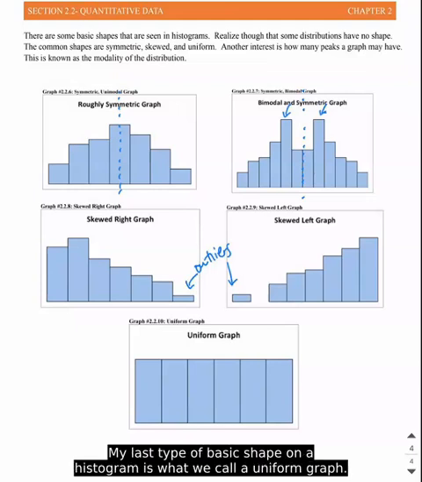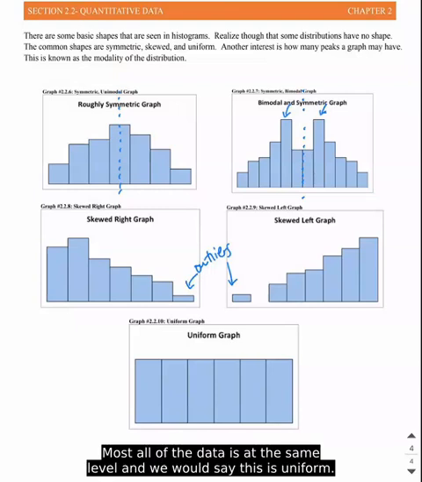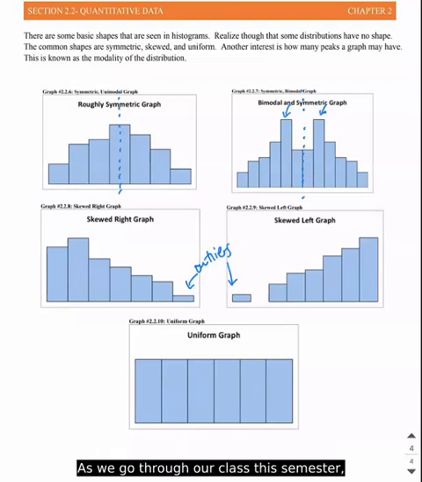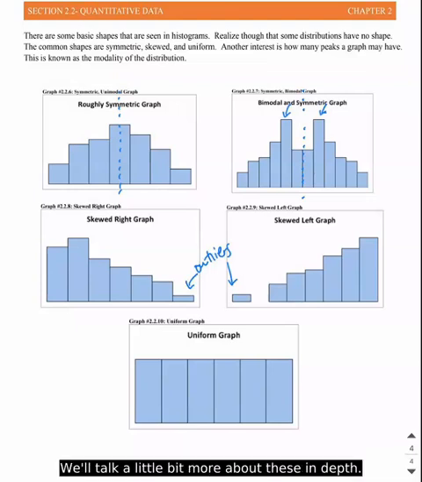My last type of basic shape on a histogram is what we call a uniform graph. There are really no peaks, right? Almost all of the data is at the same level, and we would say this is uniform. As we go through our class this semester, we will talk about different distributions and different shapes, and we'll talk a little bit more about these in depth.